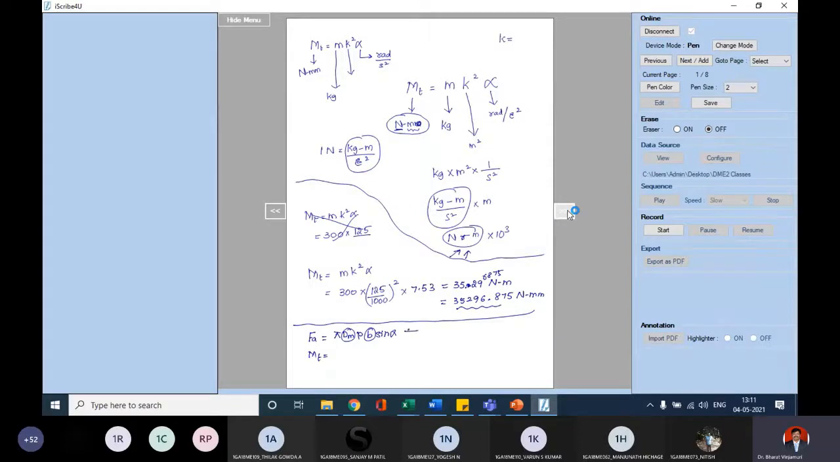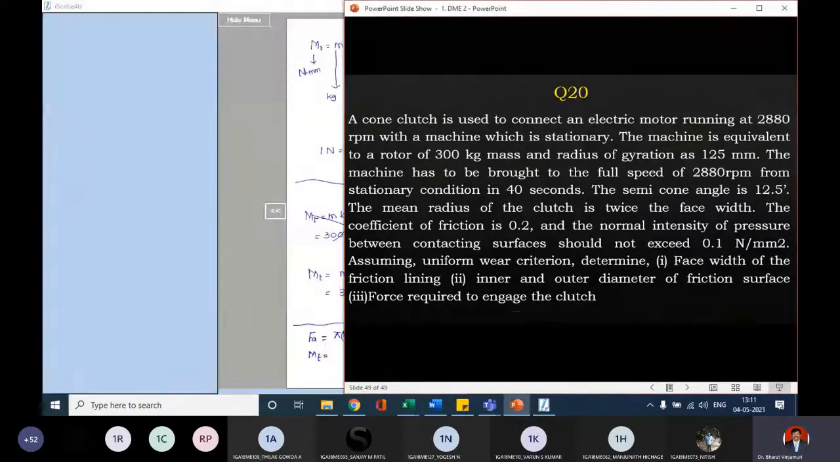This problem is the same as question number 19. But the question is the way how he has asked it. Your knowledge should be vast in finding the answer. It is not always that you should use 9.55 into 10 power of 6 capital N by small n. There are so many formulas for Mt torque. Which formula will be used?